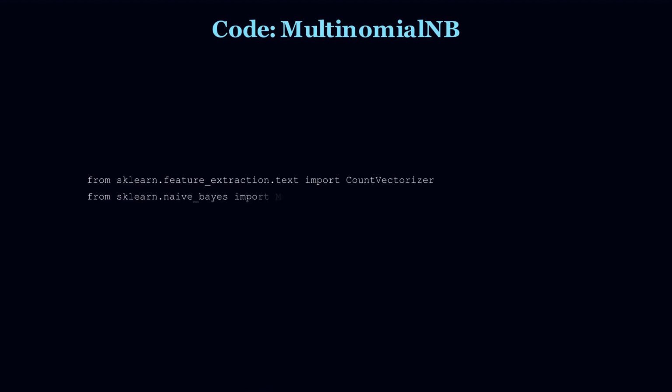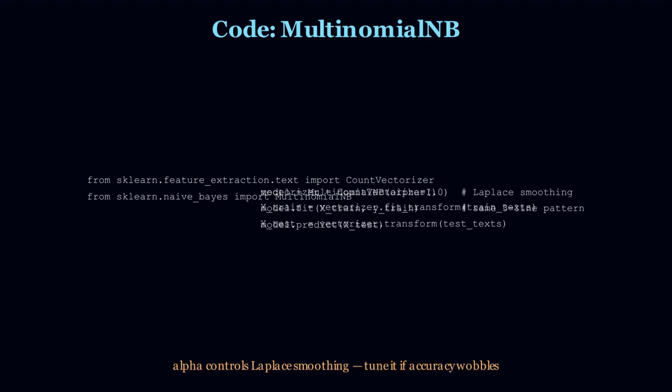In scikit-learn, this is MultinomialNB. Vectorize your text with CountVectorizer first. Words in, numbers out. Then it's the same pattern as every model this series. .fit, .predict. The alpha parameter controls smoothing, one keyword, same as always.